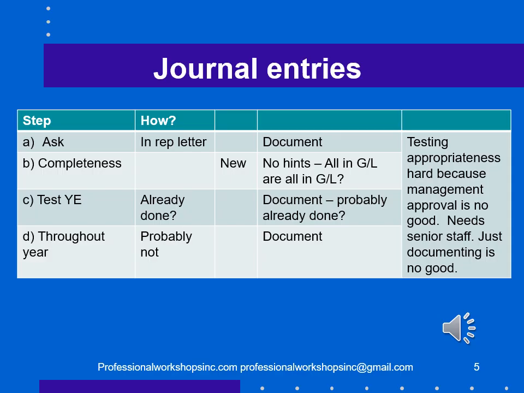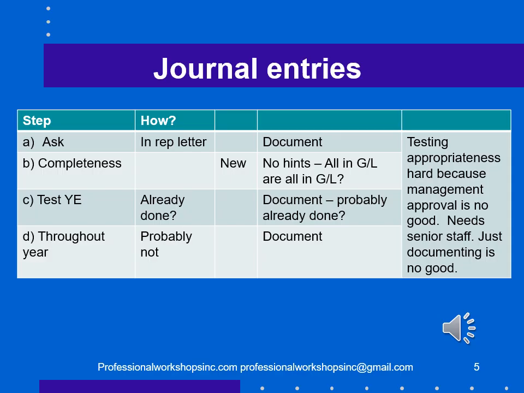The new thing they've added is check on completeness of journal entries. They give us no hints in the application material about what they mean or how we might do that. Presumably, all journal entries in the general ledger are in the general ledger. I don't know how the journal entries could be incomplete because we forgot to post some. Anyway, a checklist step, we thought about it.